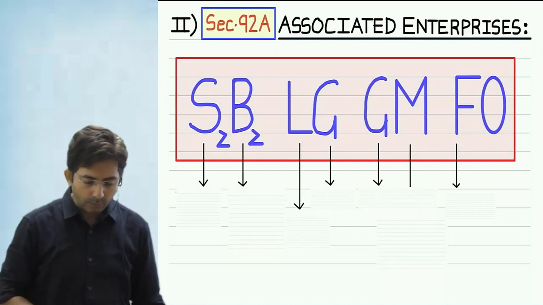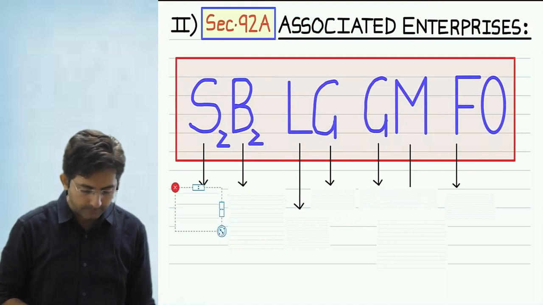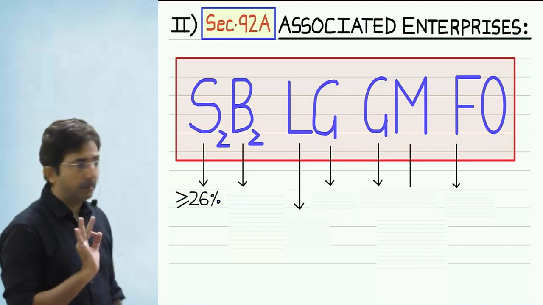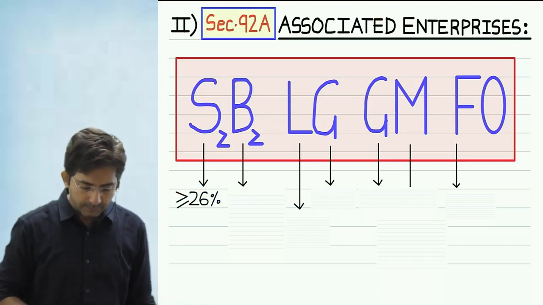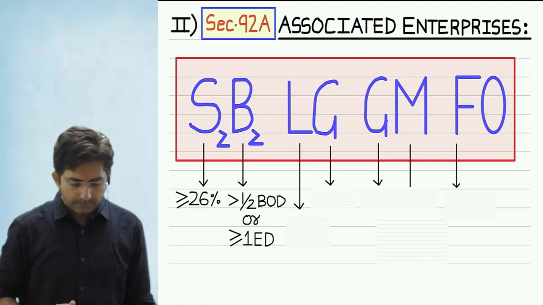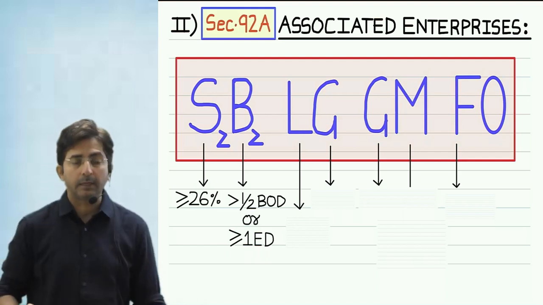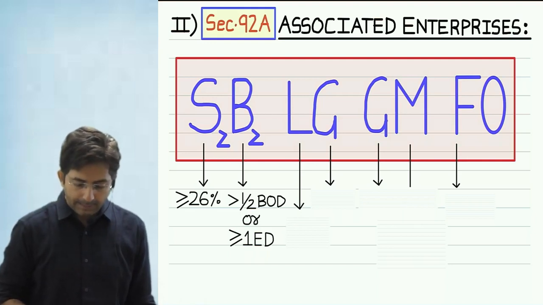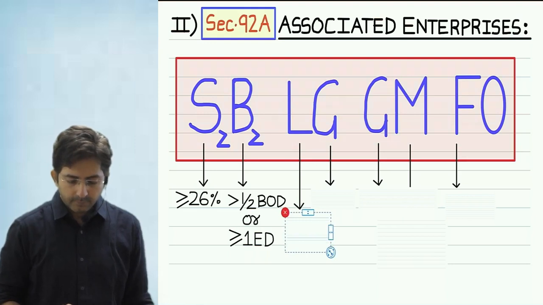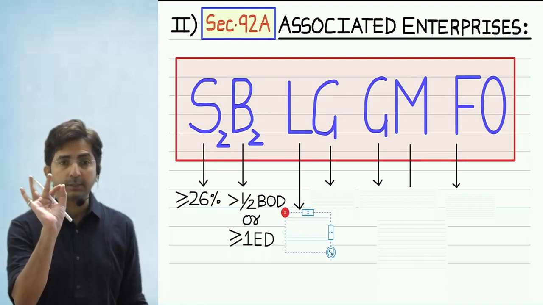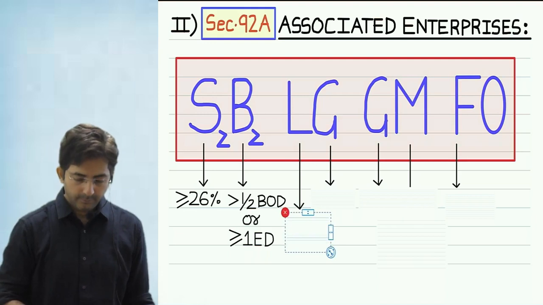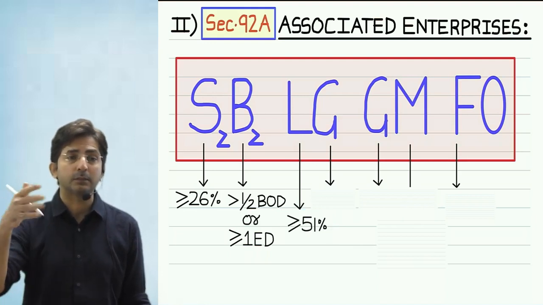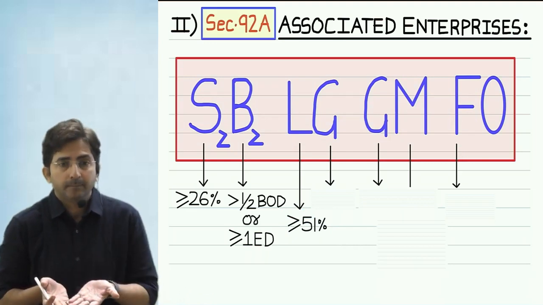See, till now whatever I explained, I'll just reveal the points. Look, what was in S? At least 26% shareholding. Look at the screen. What is in B? Either more than half of the board of directors or at least one executive director. And in L, what did I say? Everywhere you have to remember some percentage or proportion. Tell me, what was it? Greater than or equal to 51% of total assets of someone is given as loan by me.